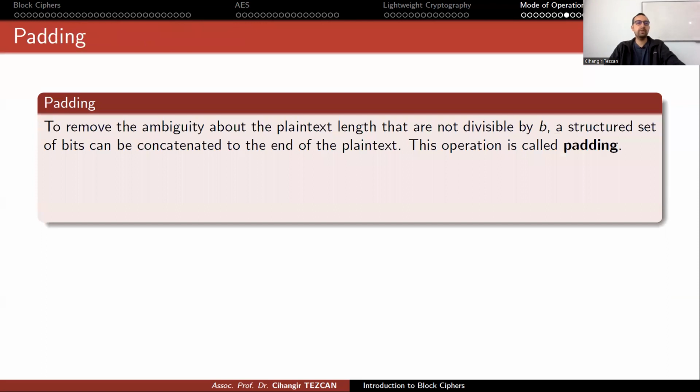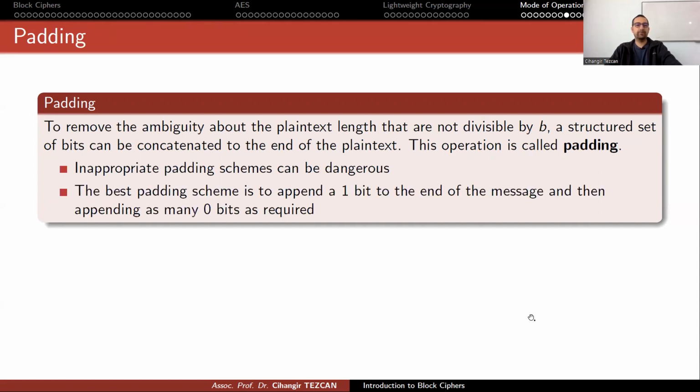So to remove the ambiguity about plaintext that is not divisible by B, a structured set of bits can be concatenated to the end of the plaintext. This operation is called padding. Inappropriate padding schemes can be dangerous. There are many examples in the past. The best padding scheme is to append a single 1 bit to the end of the message and then append as many 0 bits as required.